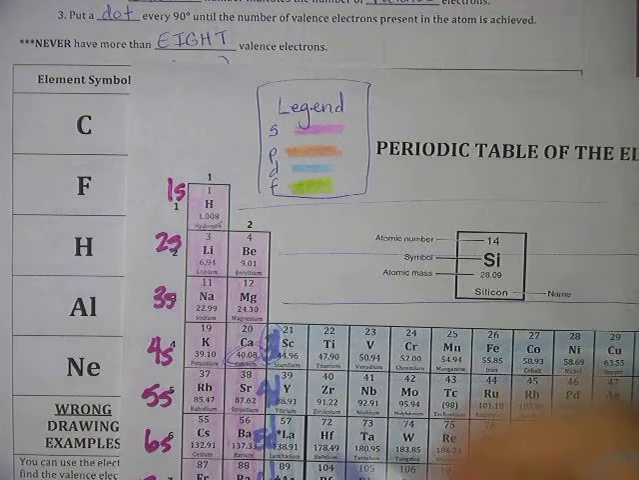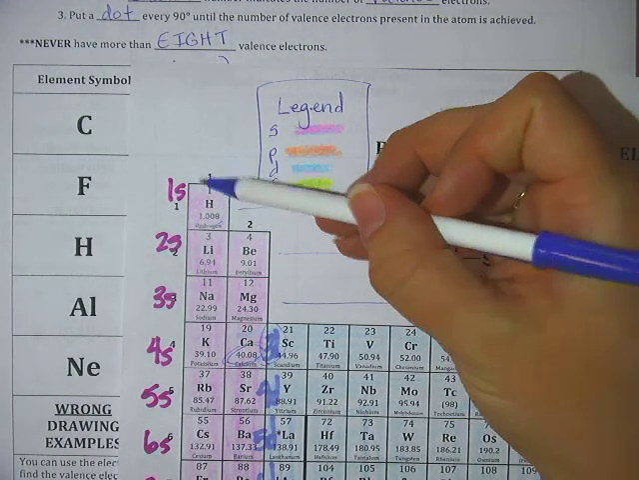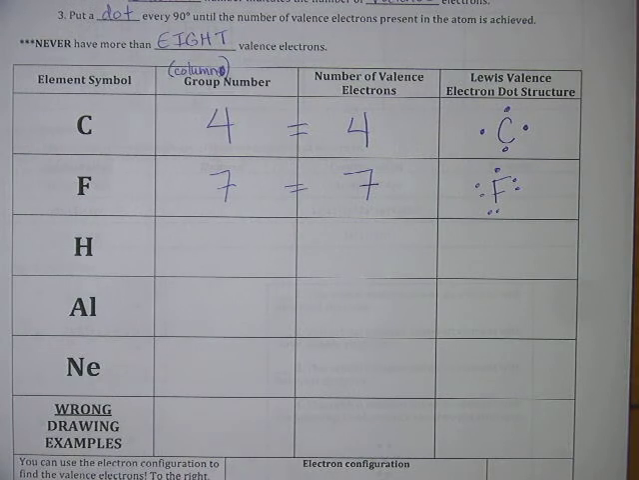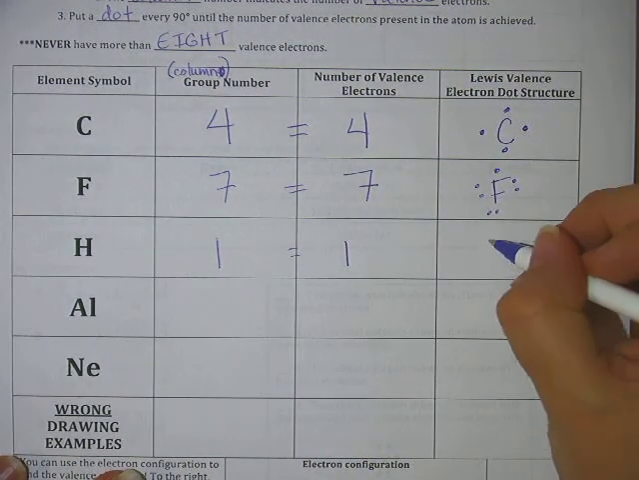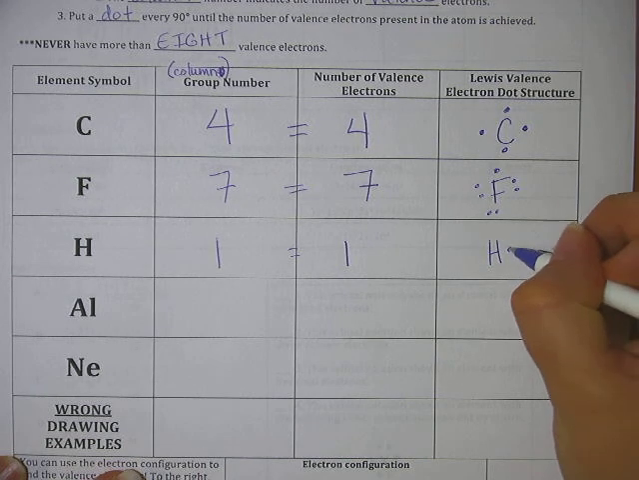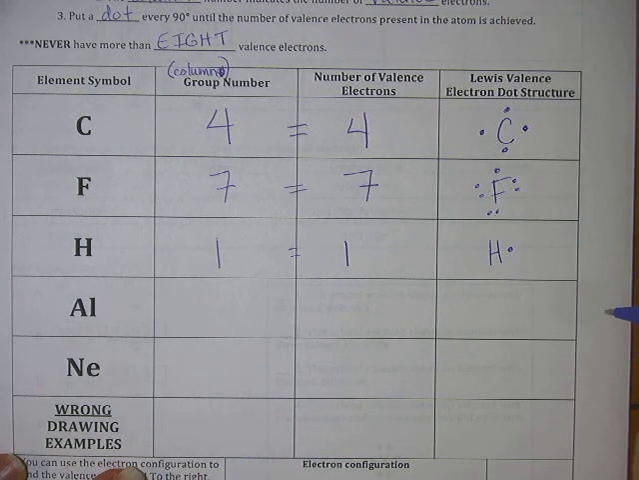Hydrogen. It's in group 1. So it's going to have 1 valence electron. So I draw the H for hydrogen, and I just stick 1 dot on it, and I'm done.